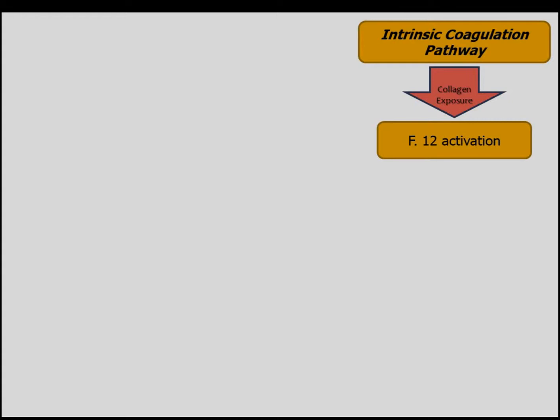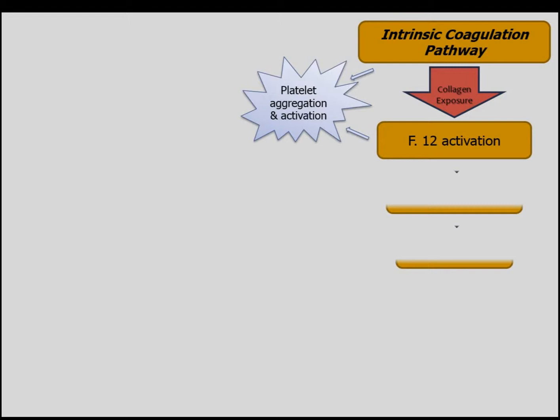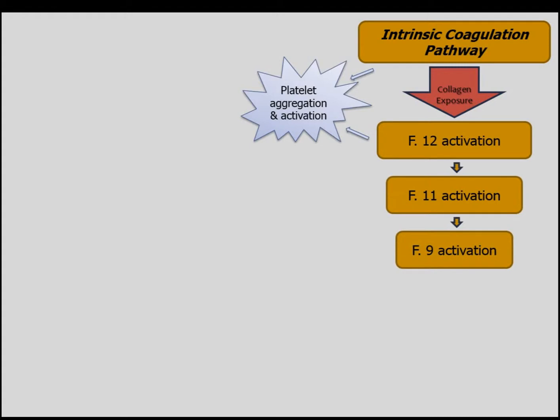So once factor 12 is activated, this in turn causes platelets from the bloodstream to begin to move to the damaged portion of the vessel, and they will stick together and begin to form a platelet plug. Factor 12's activation causes the activation of factor 11, which then activates factor 9.